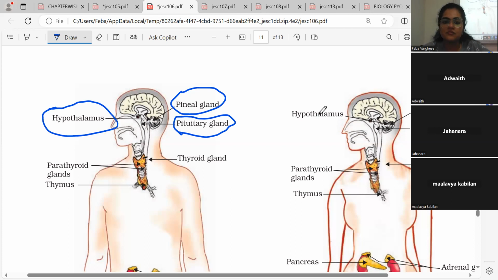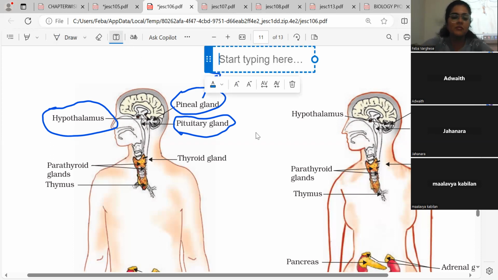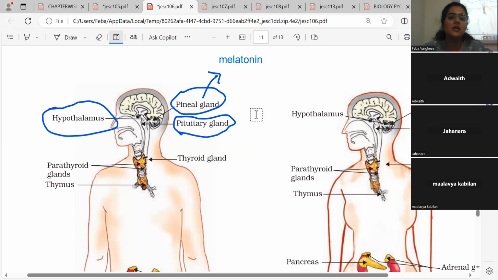Pineal gland, quickly. Yes, it controls the sleep-wake cycle. We have got a biological clock, right? Yes, in order to maintain the biological rhythm, the pineal gland is functioning, and the secretion of the pineal gland is called melatonin. Okay, melatonin. Melatonin is the secretion of the pineal gland. Now about the thyroid gland. What is the secretion of thyroid gland called? Thyroxine. Yes, and then parathyroid gland releases parathormone.